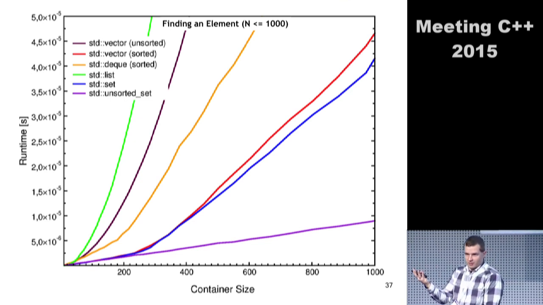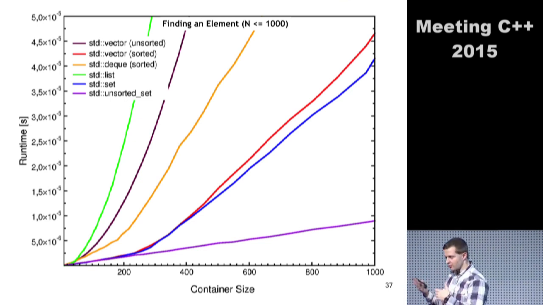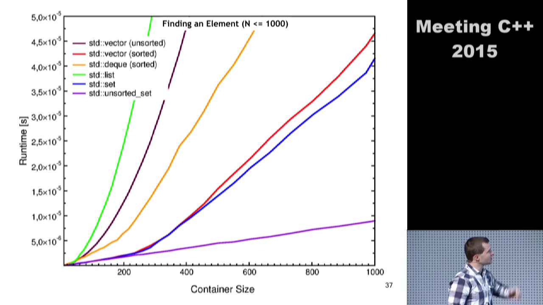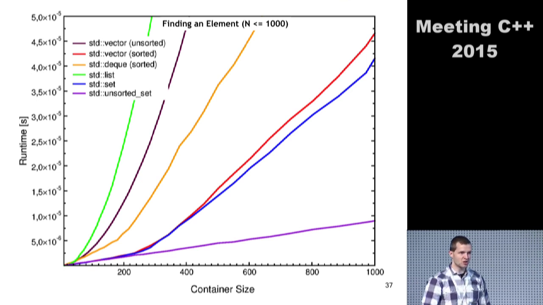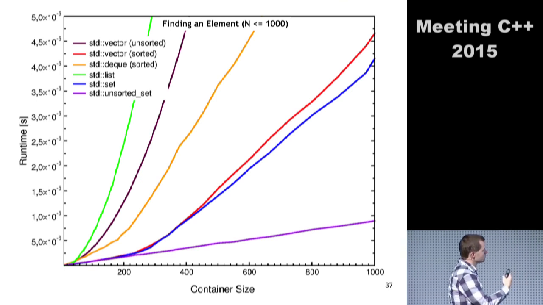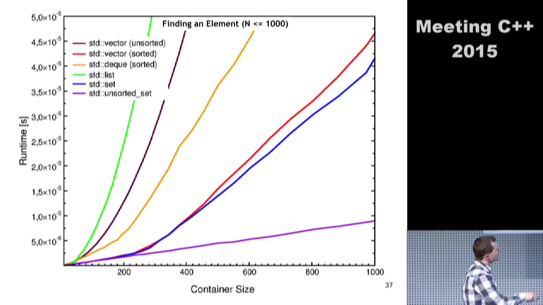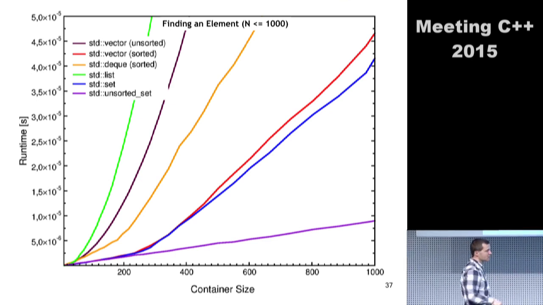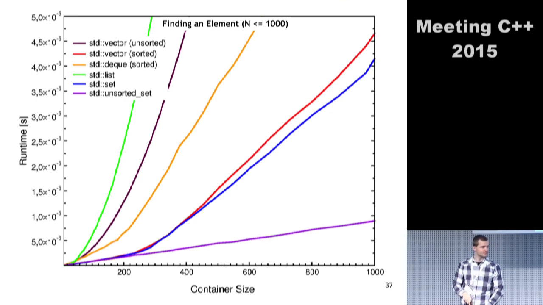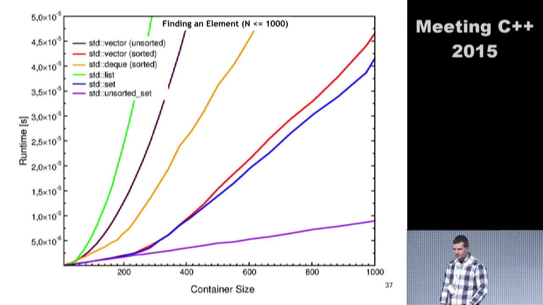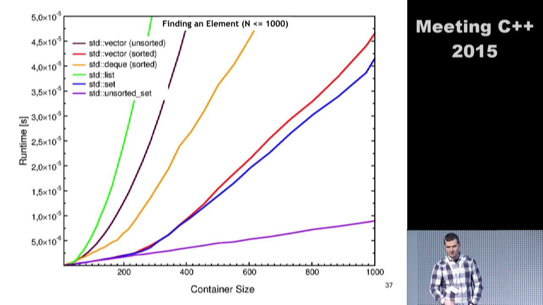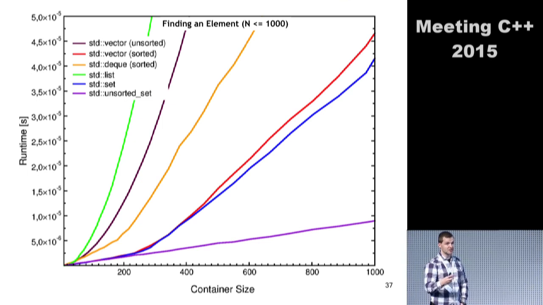So if you just have C++98 or 03 available, whether you choose a set or a sorted vector doesn't really give you much. If you have C++11, however, definitely use an unordered set. That's the message here. If you want to find elements and you have a fair amount of elements in your container, the right choice is definitely an unordered set, not a set though.